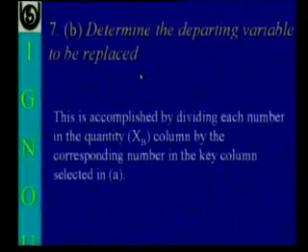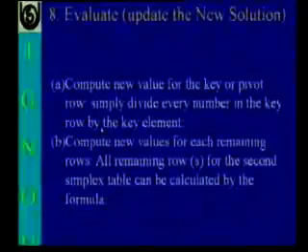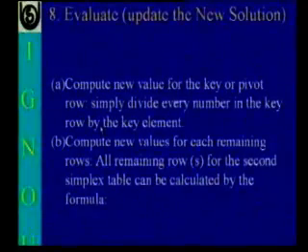Then we have to determine the departing variable, which variable should be departed. This is accomplished by dividing each number in the quantity column by the corresponding number in the key column, which we have identified by the maximum Cj minus Zj value. Then we identify the key element. The key element is the intersection of the key column and the key row. Then we will evaluate for the new solution.